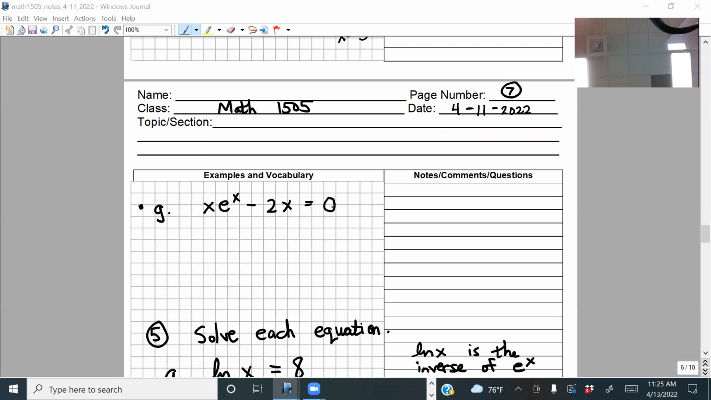Not just divide out. Factor out. Set your factors.